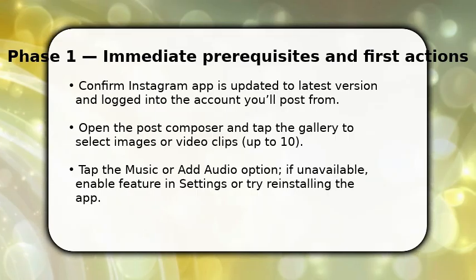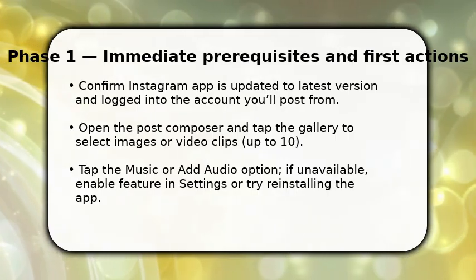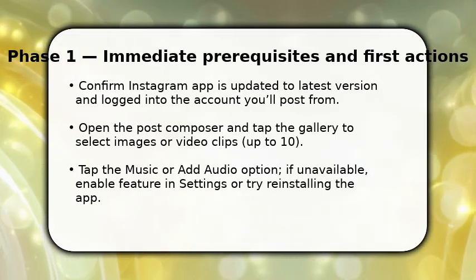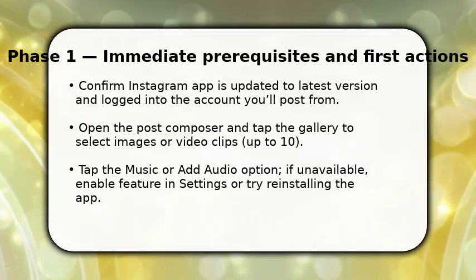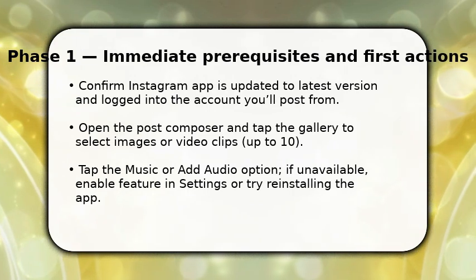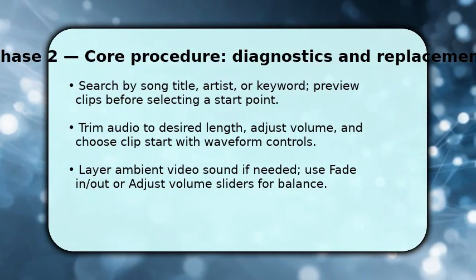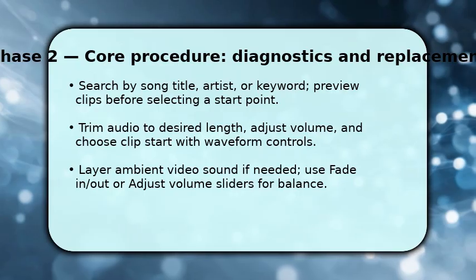Once the audio picker opens, you search to find a track or browse for you. This step lets you match tempo and mood before final edits, so don't rush it. Now focus on choosing the exact segment that complements your gallery. Search or browse, then preview options, tap to hear and mark a start point.